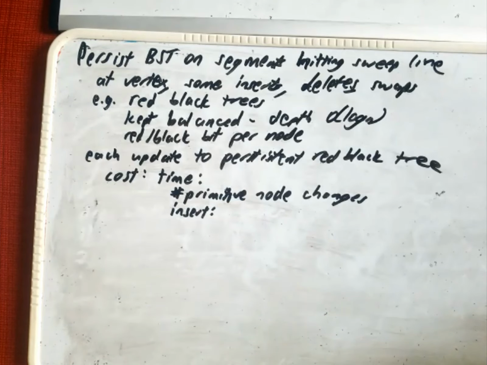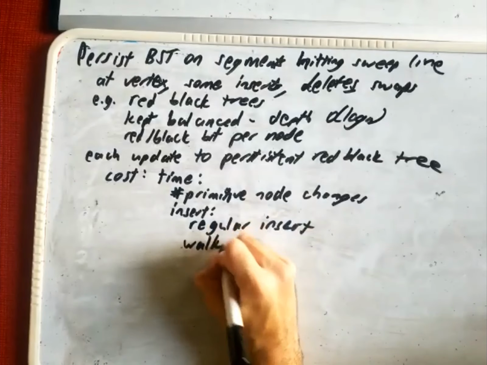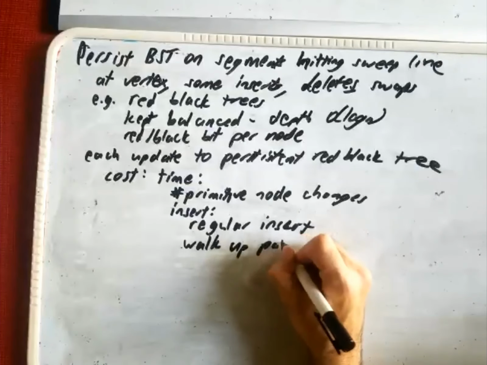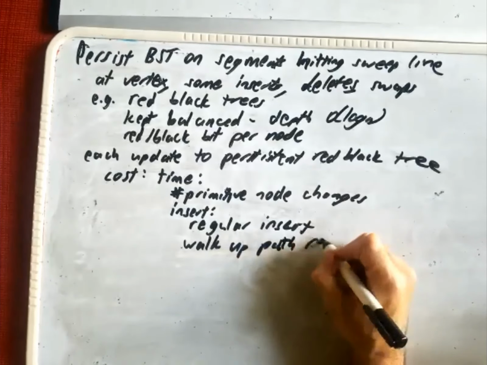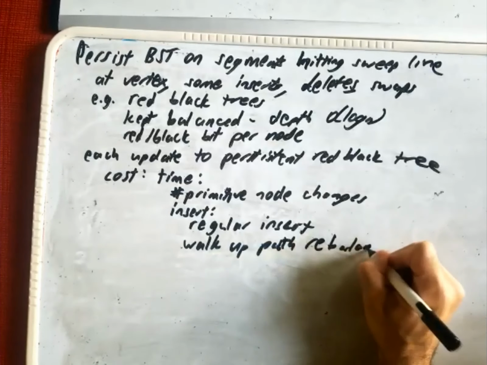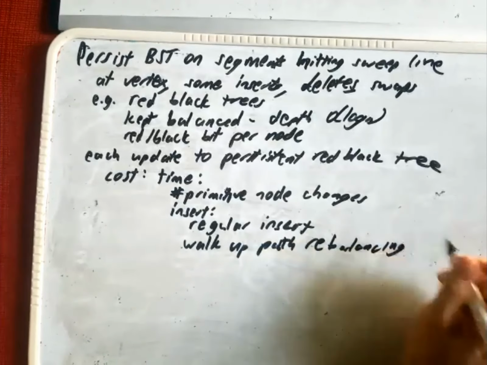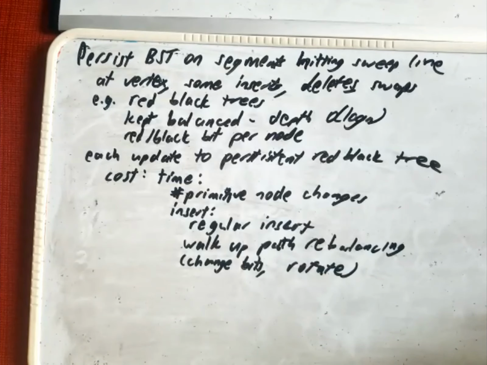Insert should take all of log n time. How come? What are we doing? Well, we start by doing a regular insert. Yeah. Right. And then we walk up the path, rebalancing the tree. Which means that we may change the red-black bits, and we may rotate certain tree nodes, right?